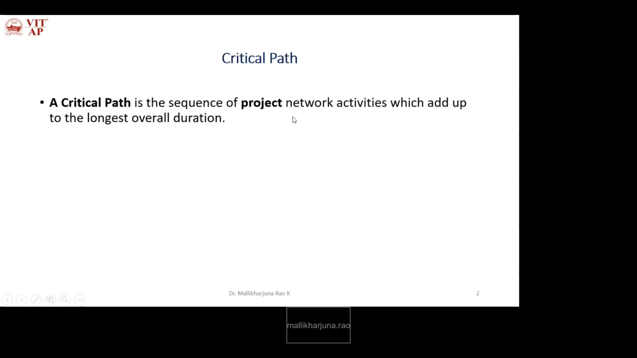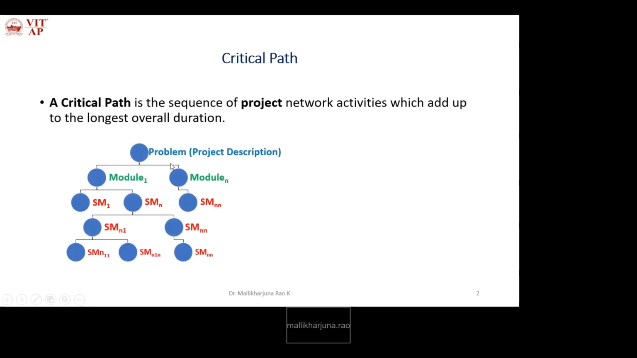What is critical path? A critical path is the sequence of project network activities which add up to the longest overall duration. So this critical path is used to calculate the maximum duration that we can spend on the project. Generally, the project is defined as a problem.